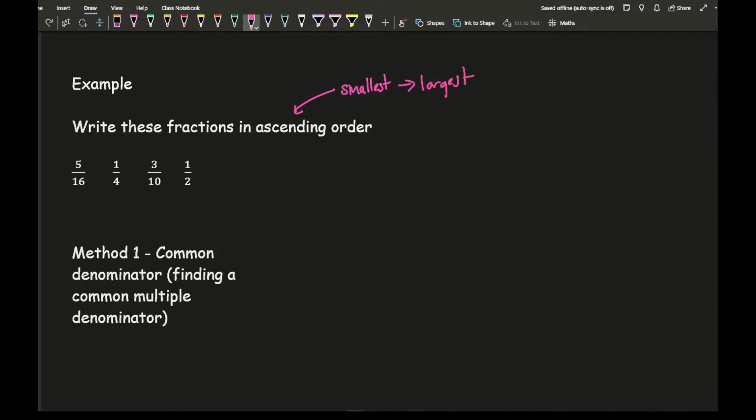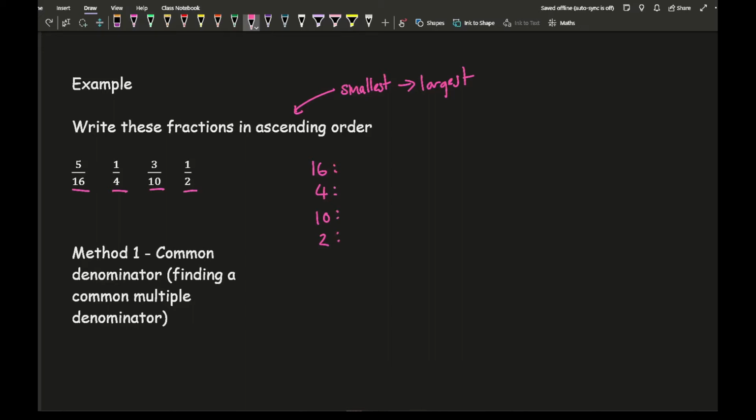Now this first method, and it's probably the most common method, is to find a common denominator. So in other words, you're finding a common multiple of the denominators. Here my denominators are 16, 4, 10 and 2. So what I want to do is start by figuring out the smallest number that appears in each of these 4 numbers' times tables.